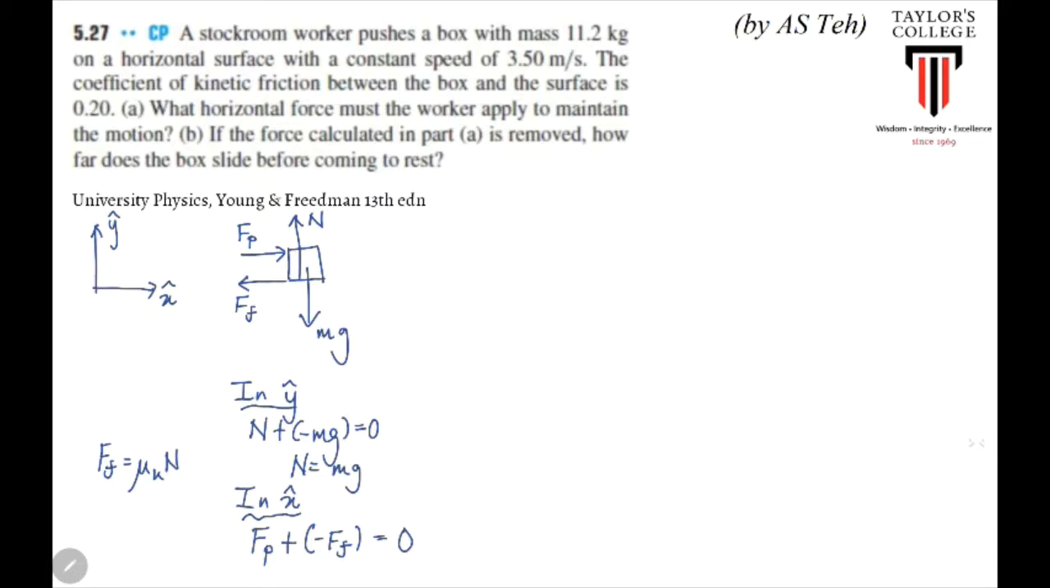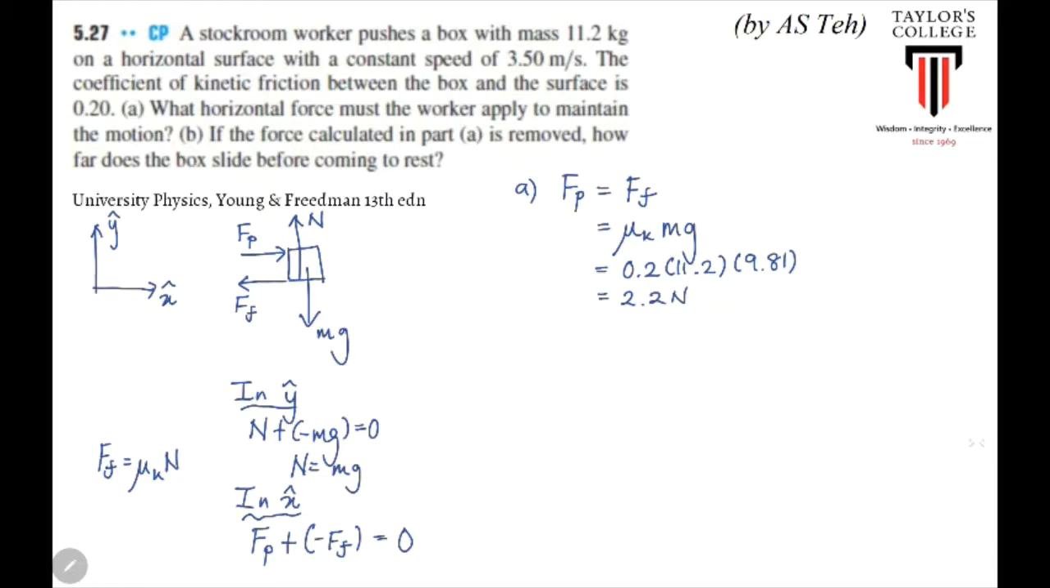Okay, in the first question, it asks what force must the worker apply to maintain the motion. So we need to find Fp. Let me write A. Fp will equal F friction, which equals mu k times the normal force, and the normal force in this case is mg. So mu k is given as 0.2, mass is 11.2, and g is Earth's gravity. That gives us a value of 2.2 newtons.